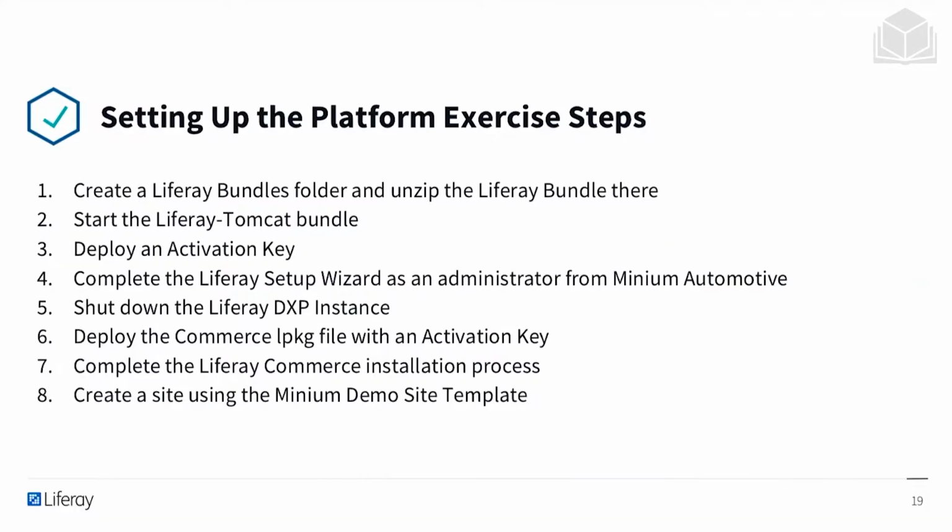So there are a number of steps in this exercise. Firstly, we're going to create the Liferay bundles folder and then we're going to unzip the Liferay bundle there. We're going to start the Liferay Tomcat bundle. Then we're going to deploy the activation key. Then we're going to complete the Liferay setup wizard as an administrator from Minium Automotive. Shut down the Liferay DXP instance, then deploy the Liferay Commerce LPKG file with an activation key, complete the Liferay Commerce installation process, then we're going to create a site using the Minium demo site template.